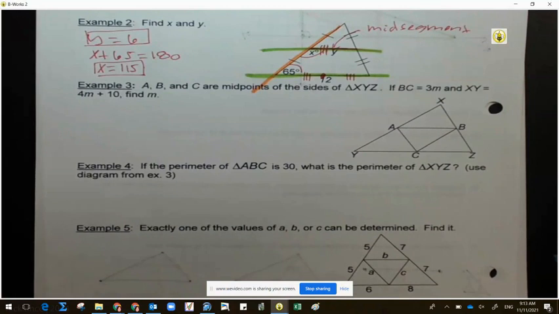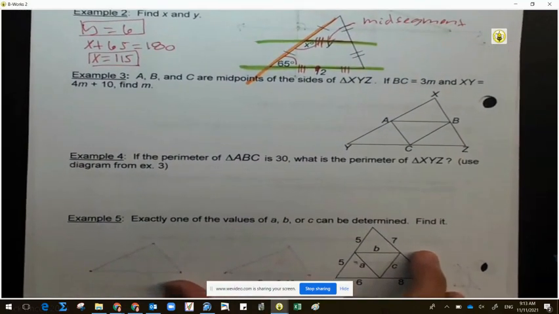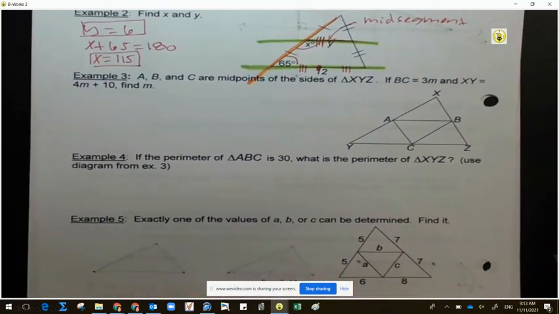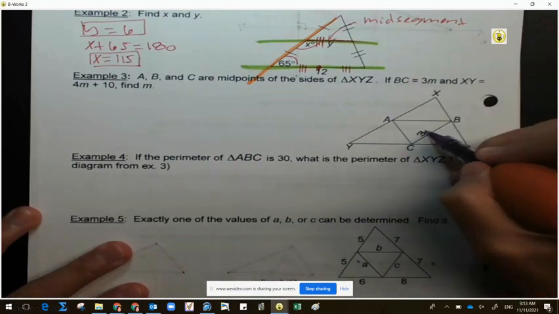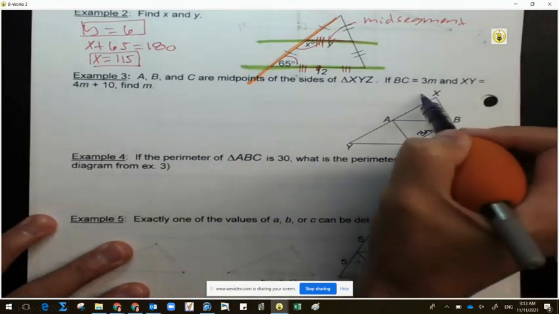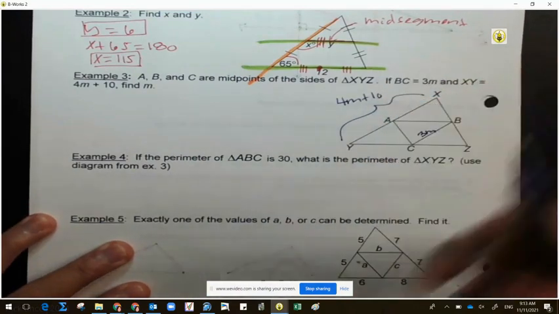So let's go on to example number 3. Josh, go ahead and read example number 3, please. A, B, and C are midpoints of the sides of triangle XYZ. If BC equals 3M and XY equals 4M plus 10, find M. Find M. All right, so we know BC is 3M. Let's label it within the figure. And XY as a whole is 4M plus 10.